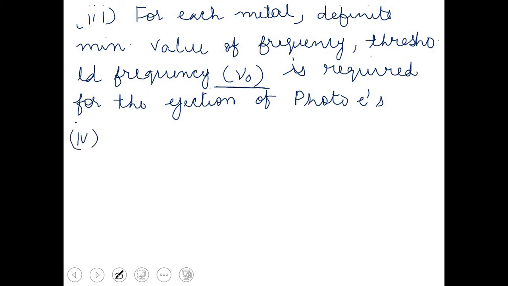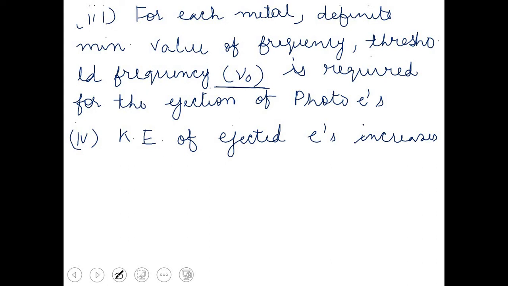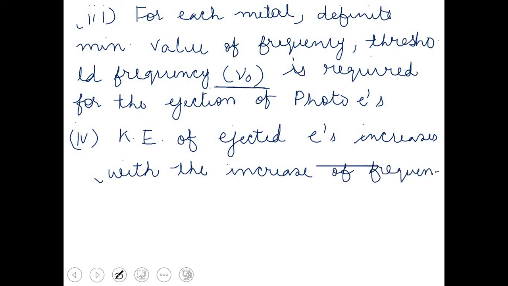Now, the next point I want to discuss here, the 4th point, is the kinetic energy of ejected electrons. Ejected electrons means I'm talking about photoelectrons. The kinetic energy of ejected electrons is proportional to the frequency of light used, which means it increases with the increase of frequency of light used.